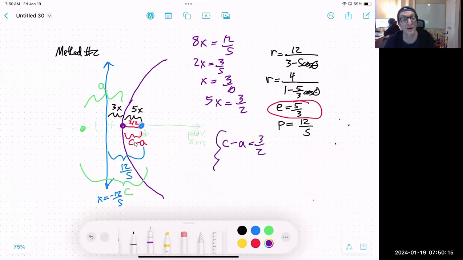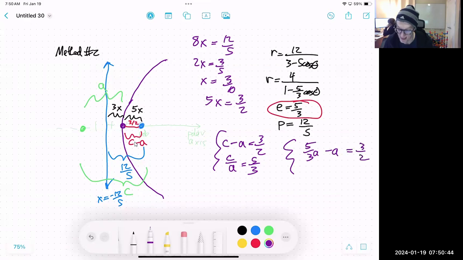Is that enough to calculate C and A? It is, because the eccentricity is C over A, and so C over A is 5/3. And now I just have a little system of two equations in two variables, and I can solve this system relatively easily. For example, I know that C is 5/3 A, so I just get 5/3 A minus A is 3/2. I think everyone sees how I did that.